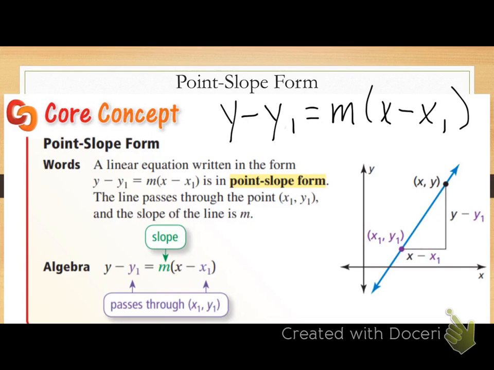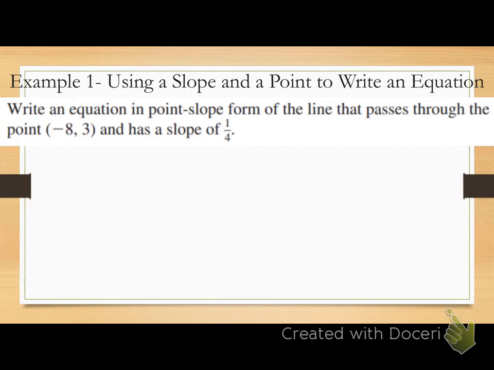Can I move on? Yes. All right. Example 1. Write an equation in point-slope form of the line that passes through the point (-8, 3) and has a slope of 1/4.